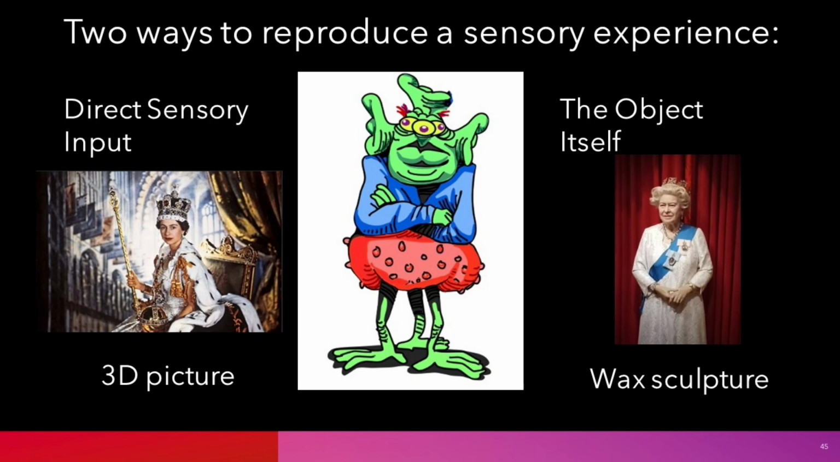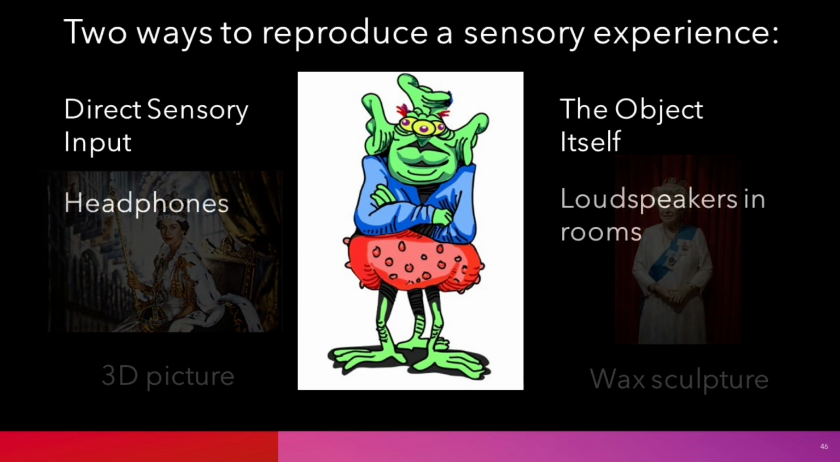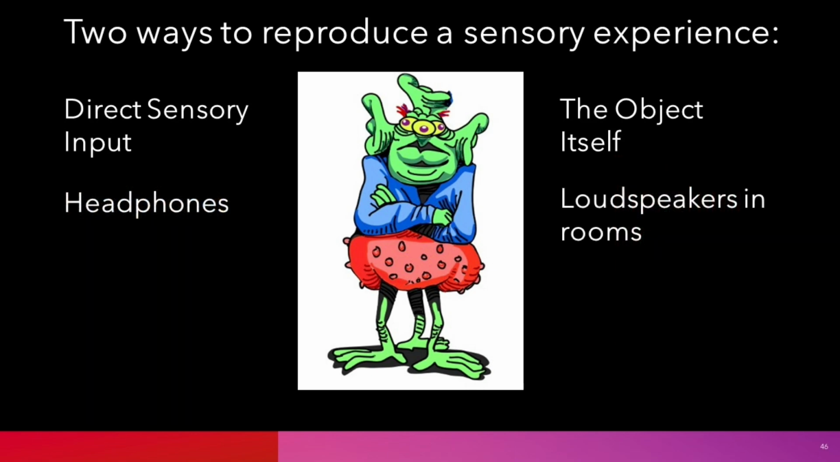But in a field type system, if you reproduce the object itself as a wax sculpture of Queen Elizabeth, then every little character that wanders into your planet can go up to her and look her over. They can see what size and shape she is, what colors her skin and clothes were. And that is the object itself.